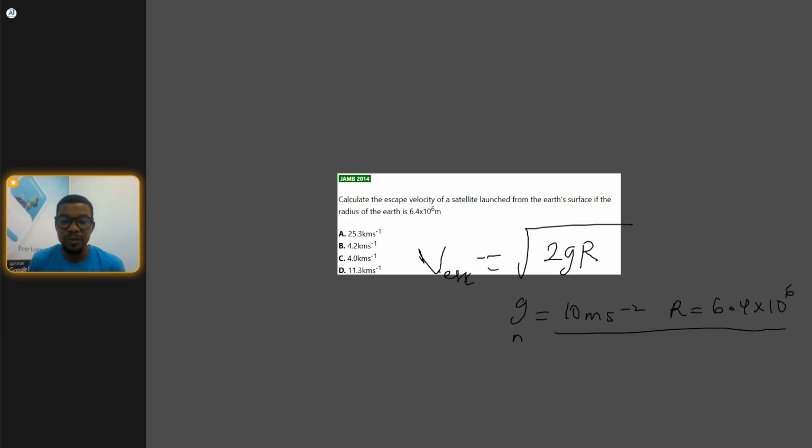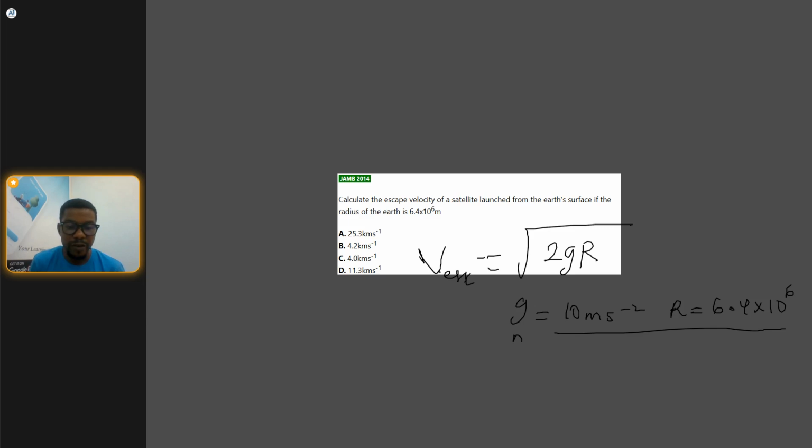So I'm waiting for your response. What will be the value? Just slot in all this information, these parameters, inside the formula of escape velocity. Waiting for your response. Temilolua says 11.3 kilometer per second.